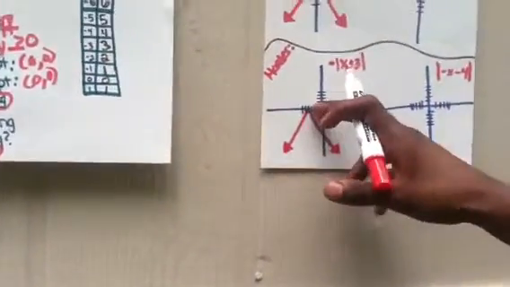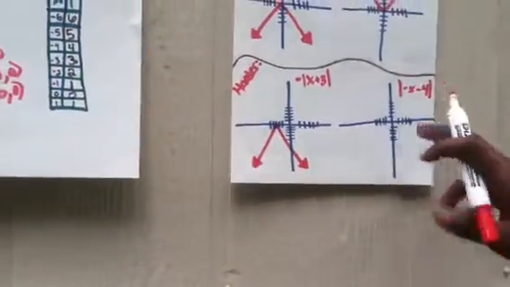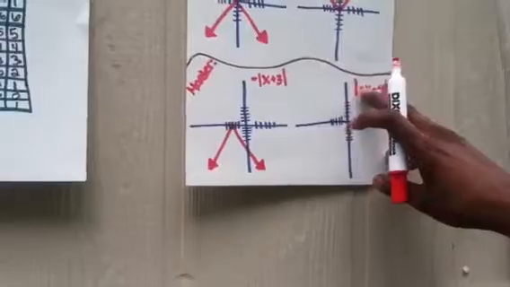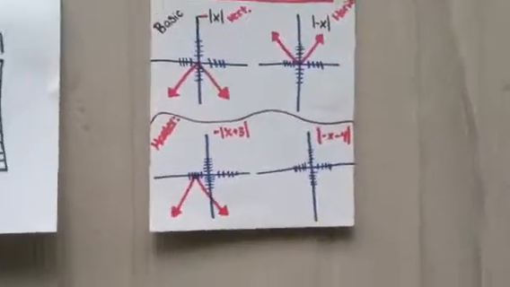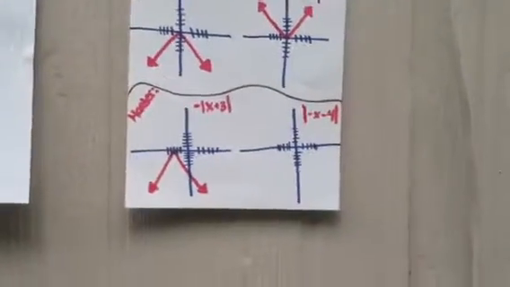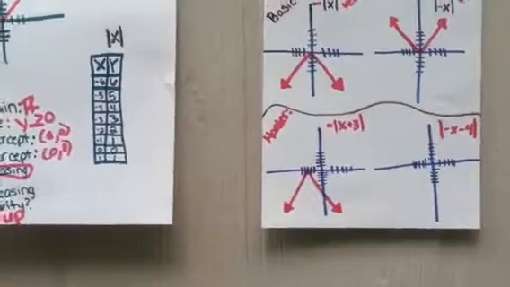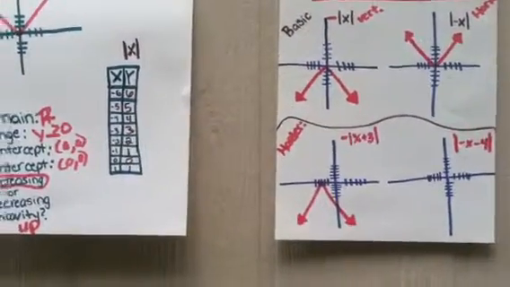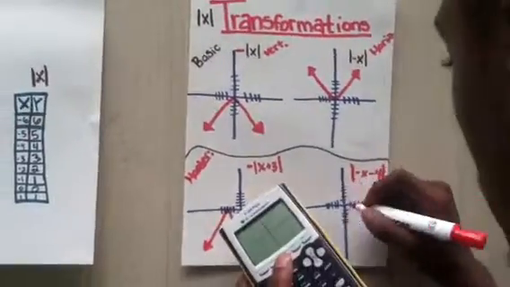Since my negative is on the outside of the absolute value, you can tell that this is a vertical flip. Now for a horizontal flip, I already know because the negative is in front of the x, which I told you earlier means it makes it a horizontal flip. We're going to plug that into the calculator. And when we do that, we get graph 4, an equation that looks like this.